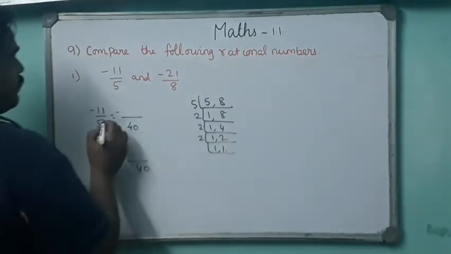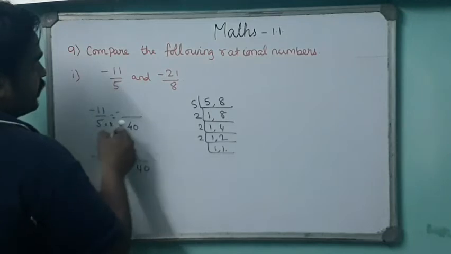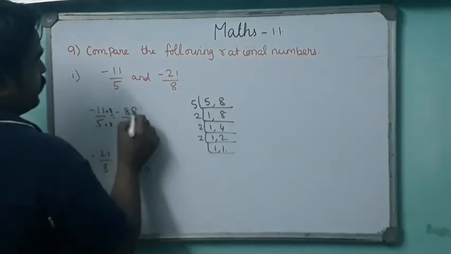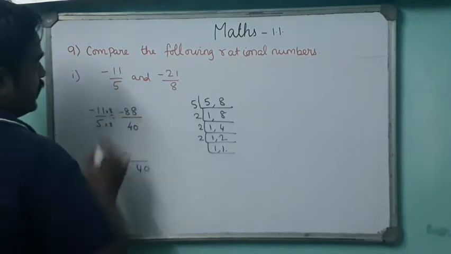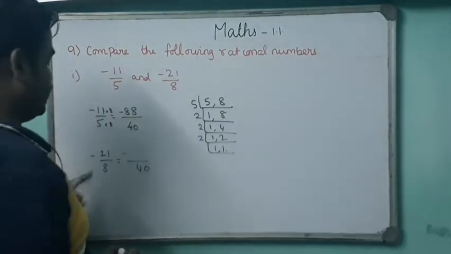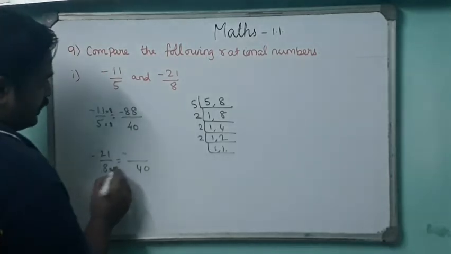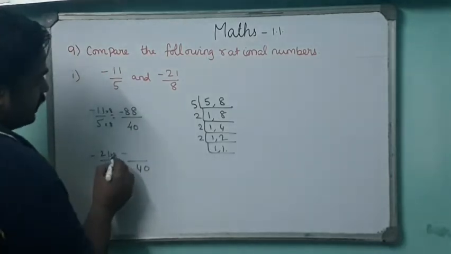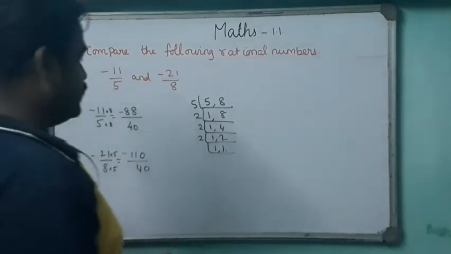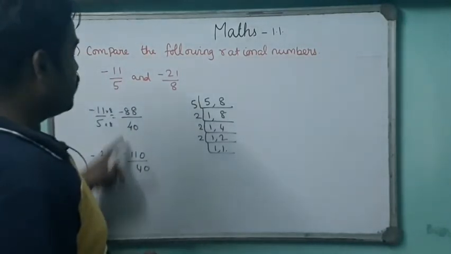Okay, so now what you have to do, you have to multiply this 5 by 8 to get 40. The same number has to be multiplied here. Minus 11 into 8 is going to be minus 88. Clear? So 5 into 8 is 40 and minus 11 into 8 is minus 88. And here you have to multiply this 8 with 5. 8 5s are 40 and 21 into 5. What is 21 into 5? It is going to be 105. Isn't it? Now you can see that the denominators are equal.